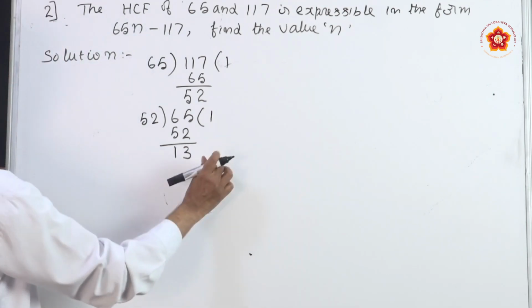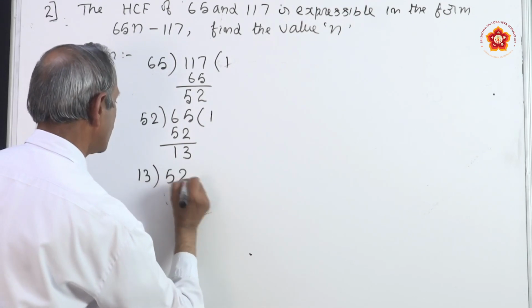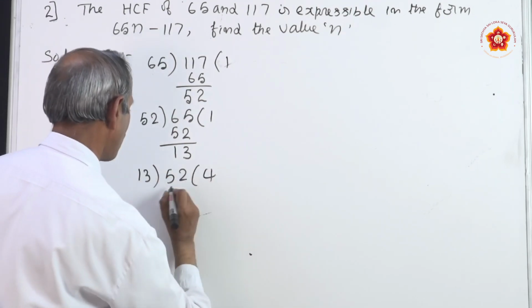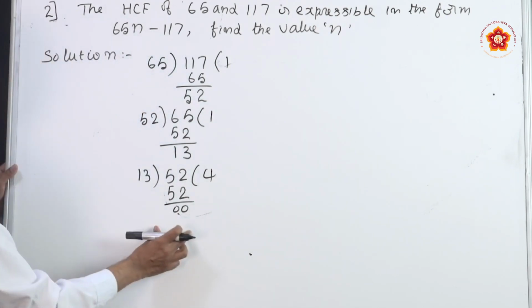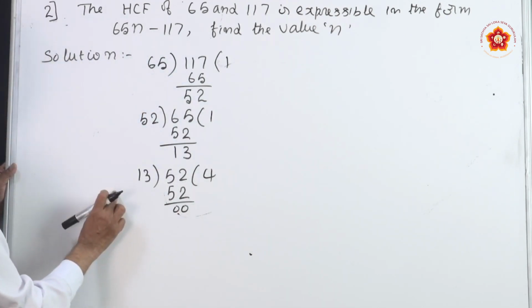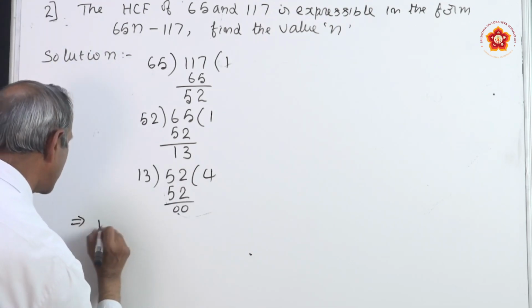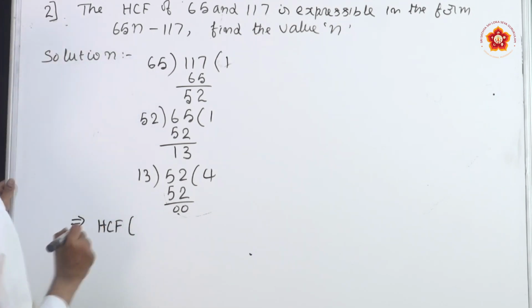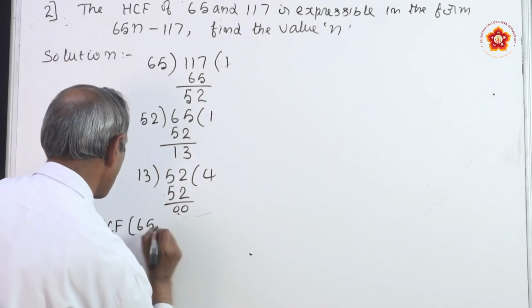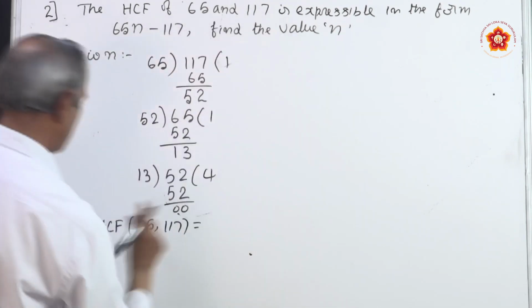Once again the remainder is not 0, so once again divide 52 by 13. 13 4 the 52. Now you will get the remainder 0. That implies 13 is the HCF. That implies 13 is the HCF of the given numbers, HCF of 65 and 117 equal to 13.